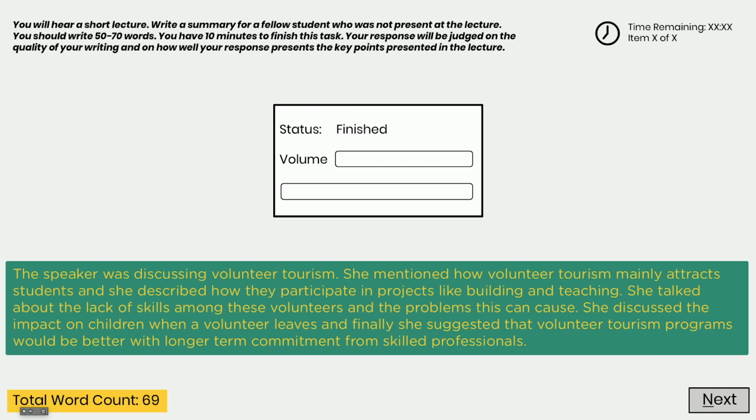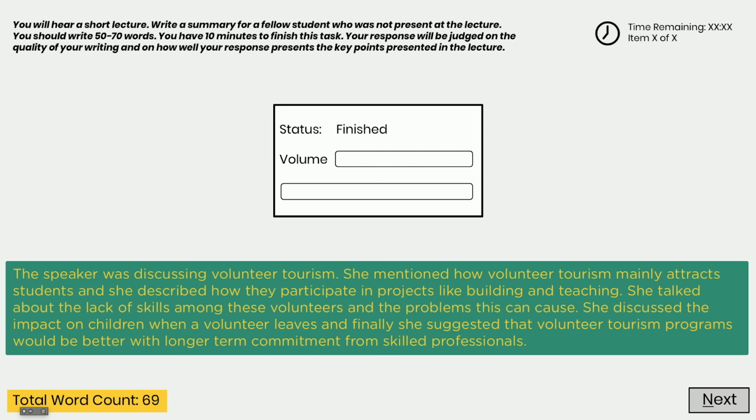The speaker was discussing volunteer tourism. She mentioned how volunteer tourism mainly attracts students, and she described how they participate in projects like building and teaching. She talked about the lack of skills among these volunteers and the problems this can cause. She discussed the impact on children when a volunteer leaves, and finally she suggested that volunteer tourism programs would be better with longer-term commitment from skilled professionals.